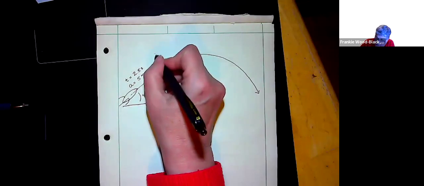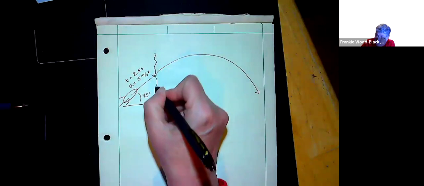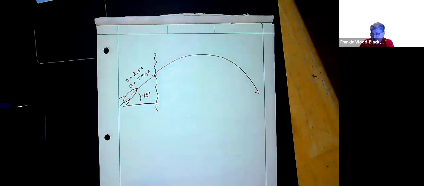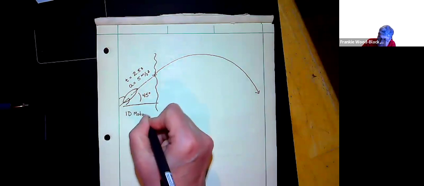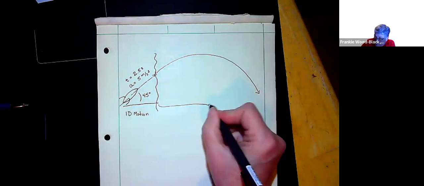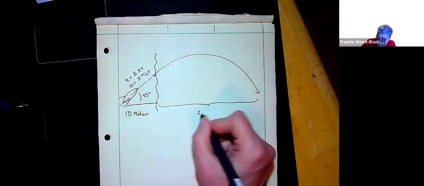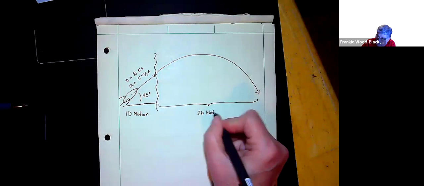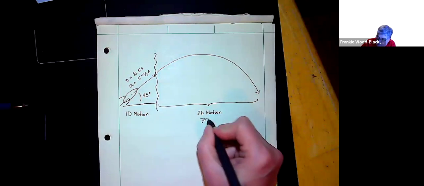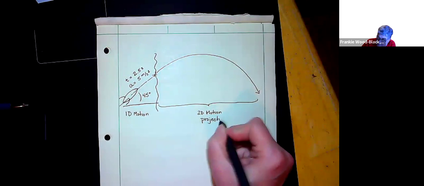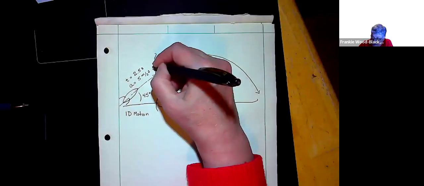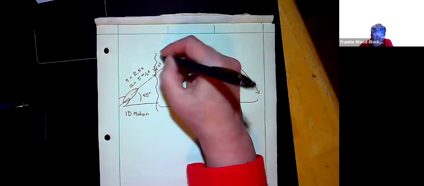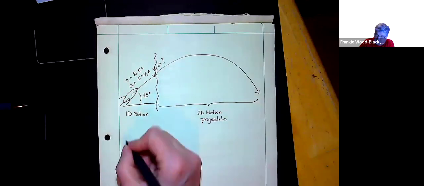So what you do in these cases is you break it up into parts. So this is a one-dimensional motion problem. This part of the problem is a two-dimensional motion, projectile motion problem. All we've done is add the two components together. So what I want to do here is find the velocity at this point, because that's what I want to find. Well, that's easy enough.